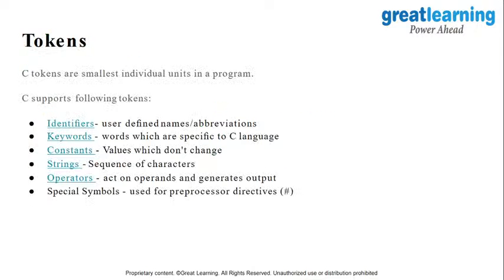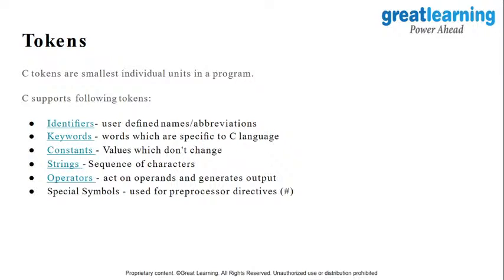Great. So now what are tokens? Tokens are the smallest individual units in a program. Any program will contain these things: identifiers, keywords, constants, strings, operators, and special symbols.